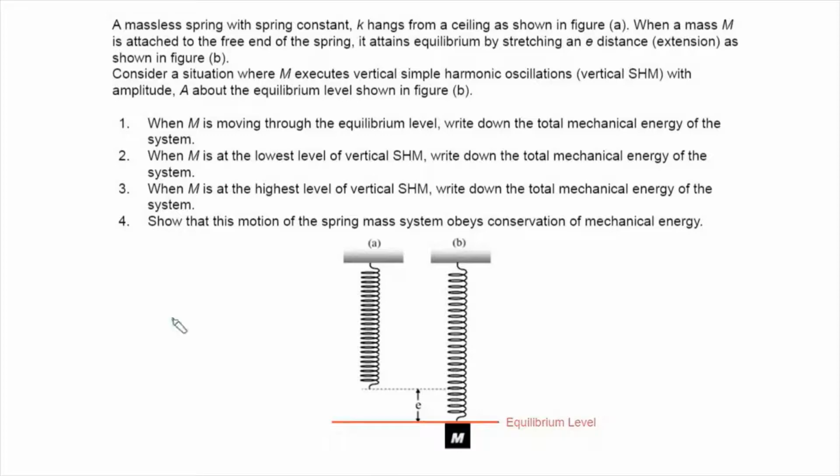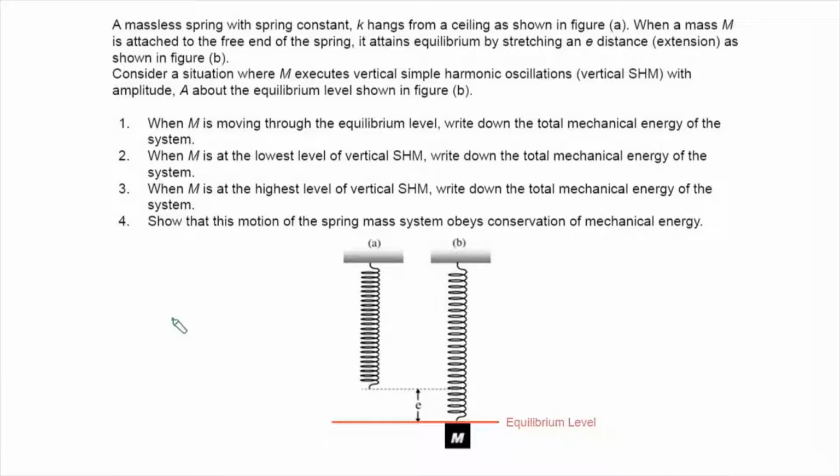This problem is on simple harmonic oscillations or simple harmonic motion. If you like, at this point you can pause the video and try to do the problem by yourself. I'm going to read the question now.